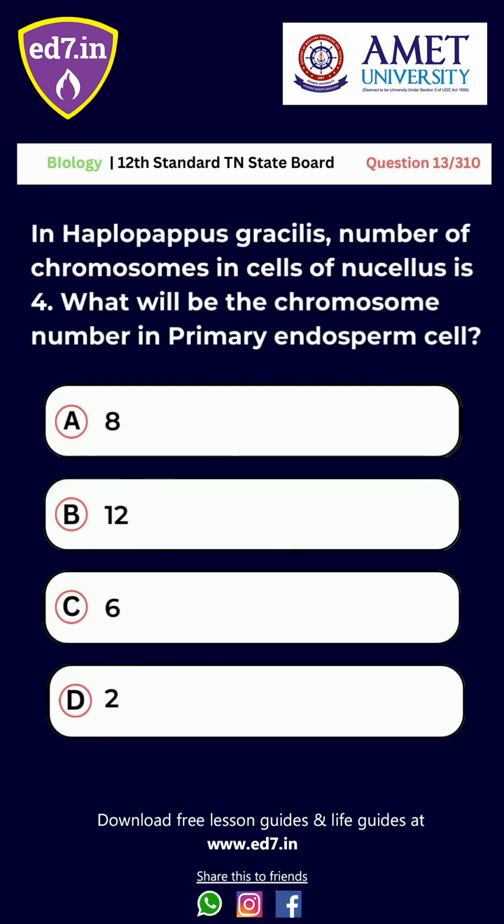Question number 13. In Haplopappus gracilis, number of chromosomes in cells of nucellus is 4. What will be the chromosome number in primary endosperm cell? Option A, 8, B, 12, C, 6, D, 2. And the right answer for this question is option B, 12.